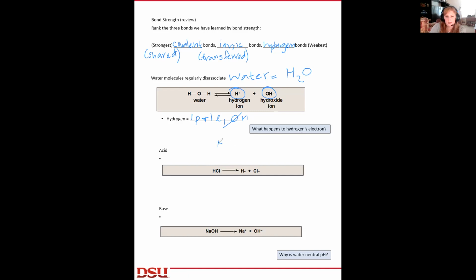So you have H plus, whose electron is going to go to our oxygen, and our other hydrogen attaches to it, and that's where we get the negative charge on this. Okay. All right, an acid.